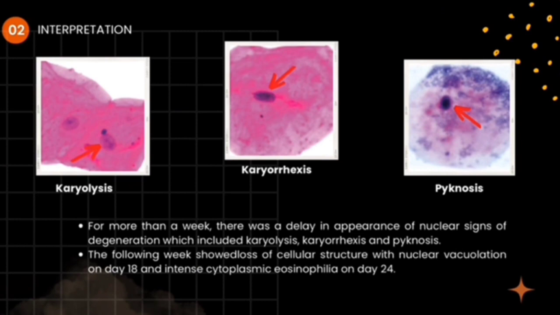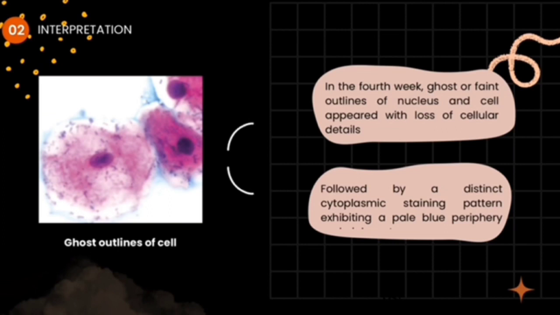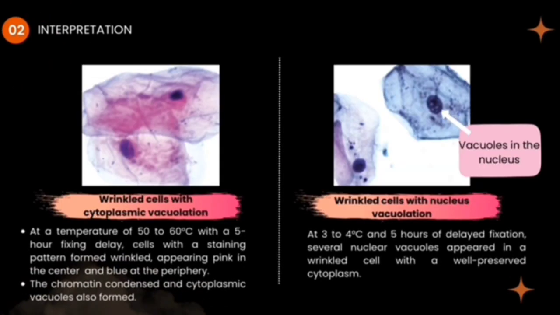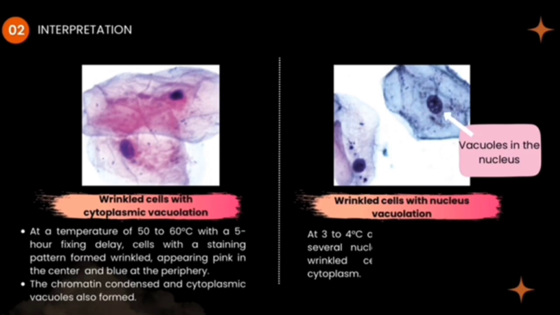Next, there was a delay in the appearance of nuclear signs of degeneration, for more than a week. These included karyolysis, karyorrhexis, and pyknosis. In the fourth week, ghost outlines of the nucleus and cell appeared with loss of cellular features. However, delayed fixation at variable temperature also affects the cells. The explanation for this is already shown above.